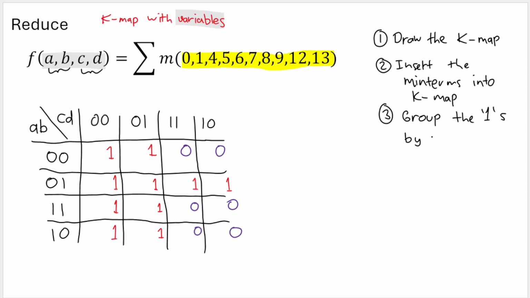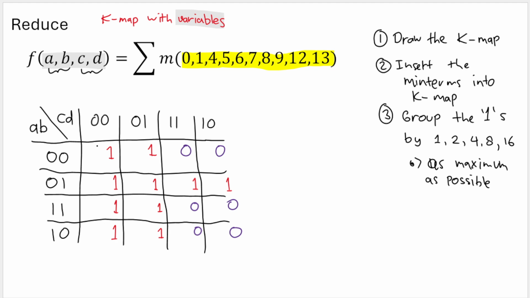We can group it by 1, or we can group it by 2, we can group it by 4, we can group it by 8, and we can group it by 16, as long as it is power of 2, right? And we need to do it as maximum as possible, right? What do you mean as maximum as possible?